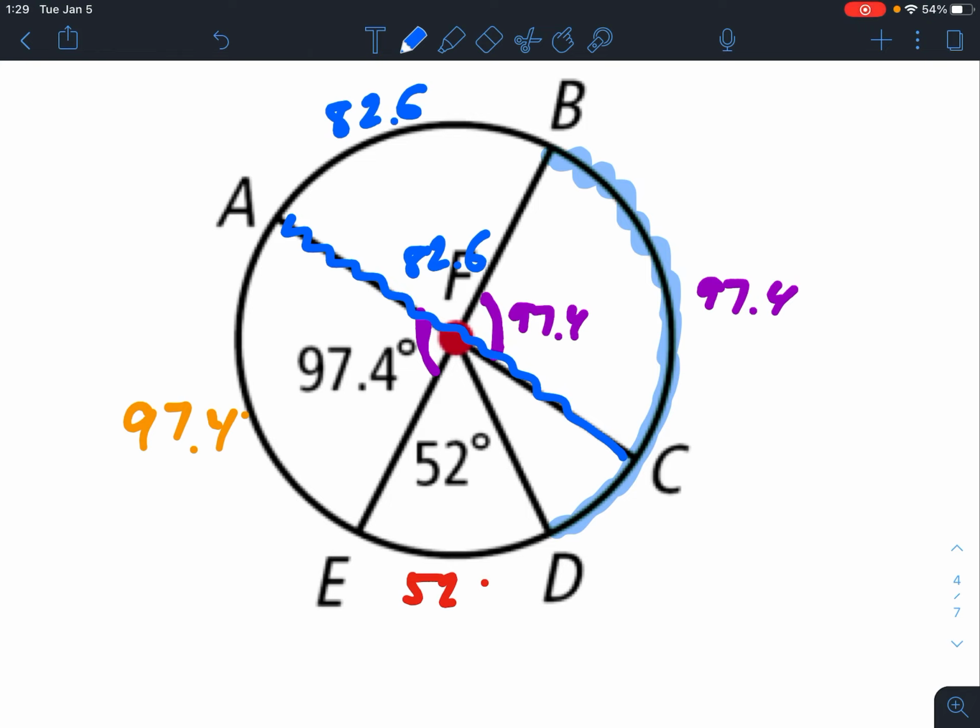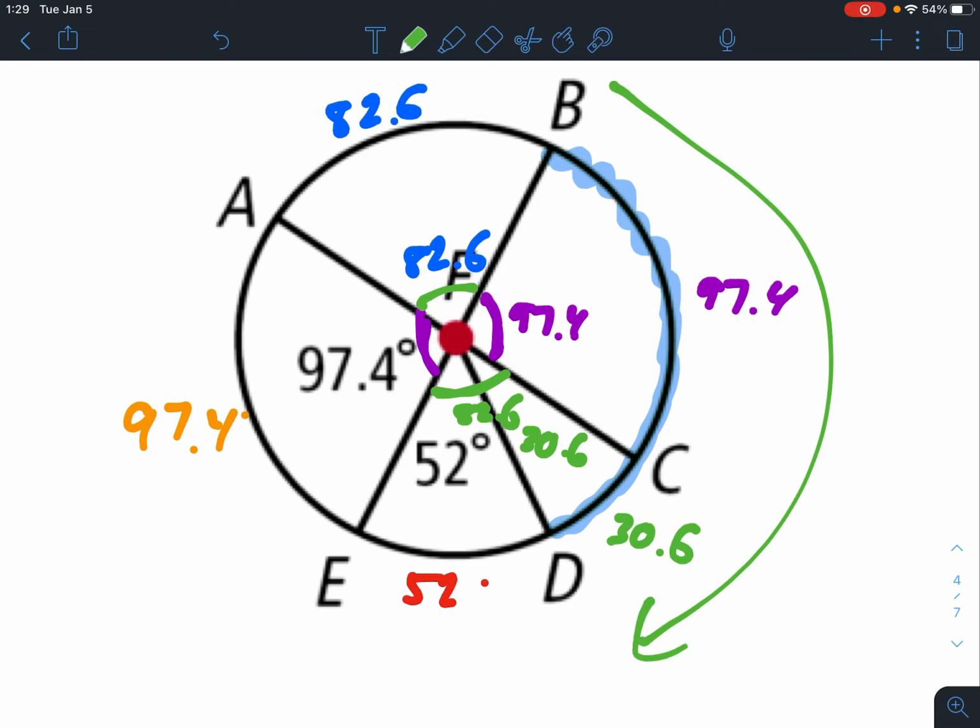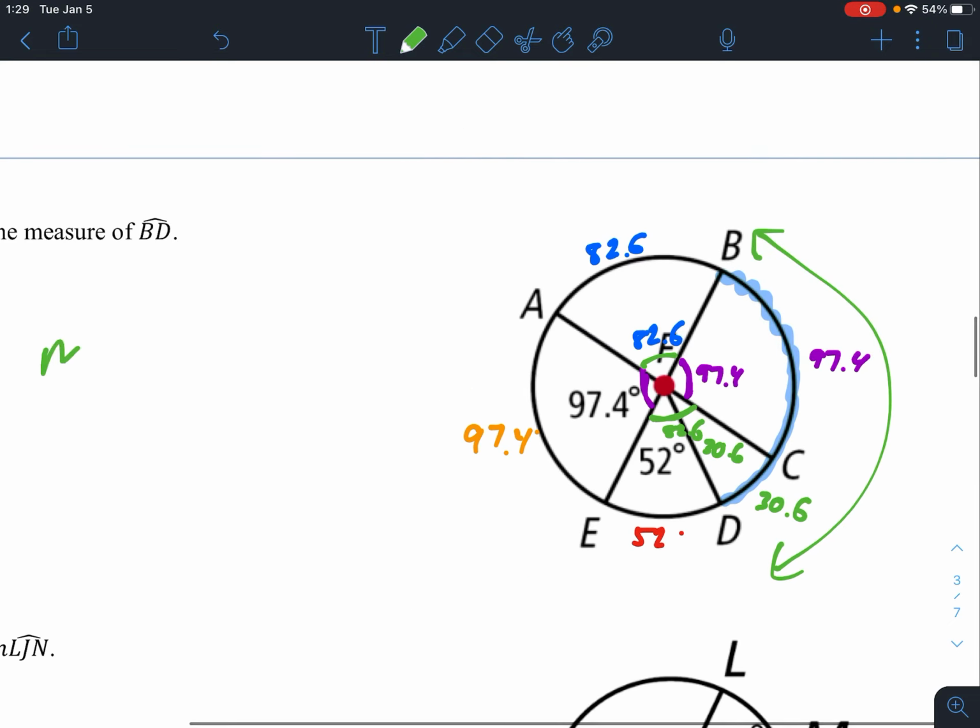So then finally, to get arc CD. All right, so using my vertical angles again, I know this whole thing is 82.6. So if I do 82.6 minus 52, I know this angle in here would be 30.6. So this arc would be 30.6. Now I know every angle and arc in the picture. I can finally answer the question. The question says, what is the measure of arc BD? So from here to here, I simply add 97.4 to 30.6, and I get that the measure of arc BD is 128 degrees.